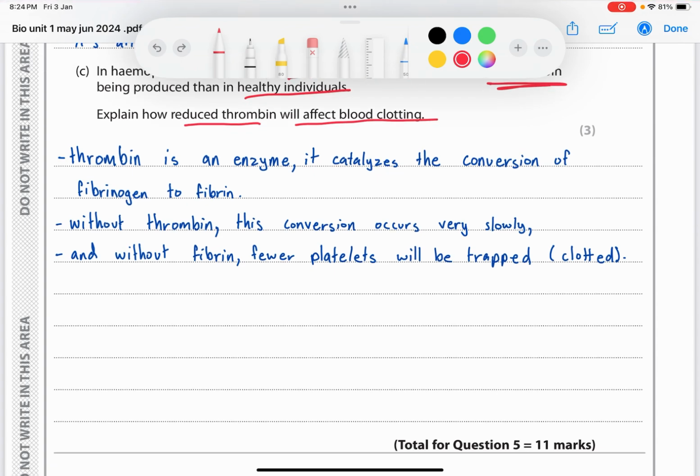If you don't have enough thrombin, the conversion of fibrinogen to fibrin will happen, but at a very slow rate. So if someone is bleeding out, with a serious cut or injury, their body will fill, the platelets will fill to clot at the injured area and stop or reduce the amount of blood that is being poured out. So this is how a reduced amount of thrombin affects blood clotting and the speed of blood clotting.